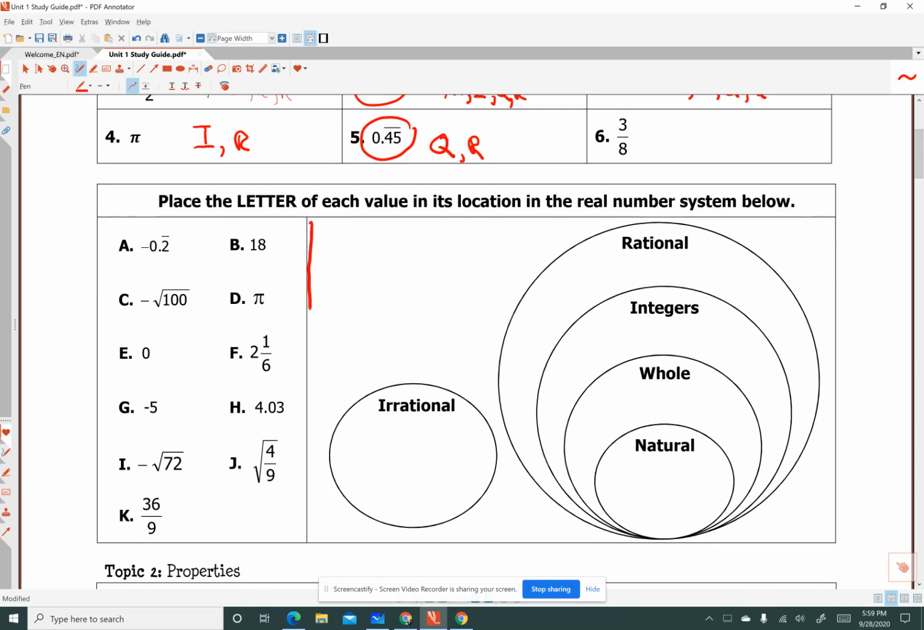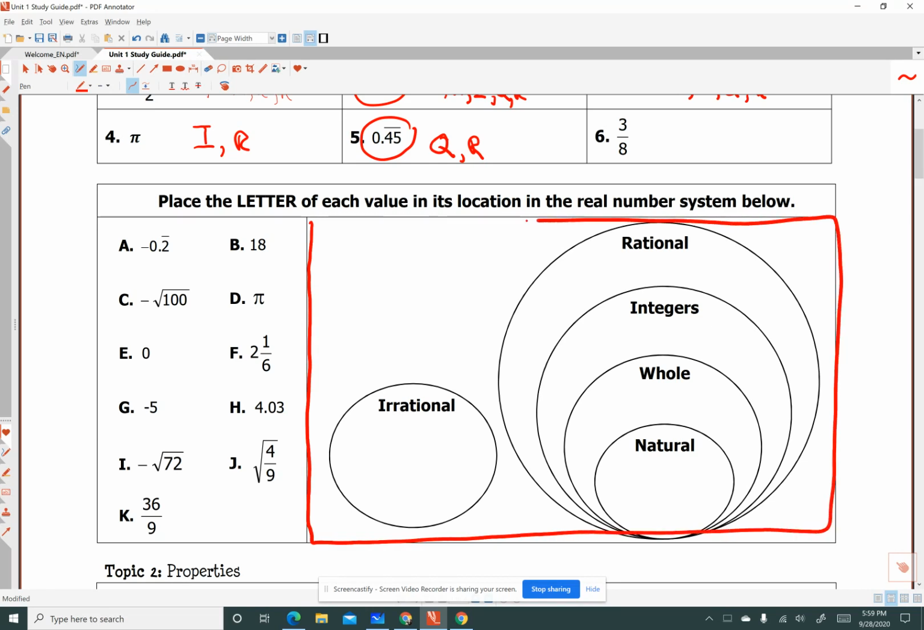All of this, the entire thing, is part of the real number system. So you can even write in here, real number system. So everything here is a real number. So if we look at 3/8, 3/8 is a rational number, and it's part of the real number system. So we can do the same thing with all of these. There are only two irrational numbers here.